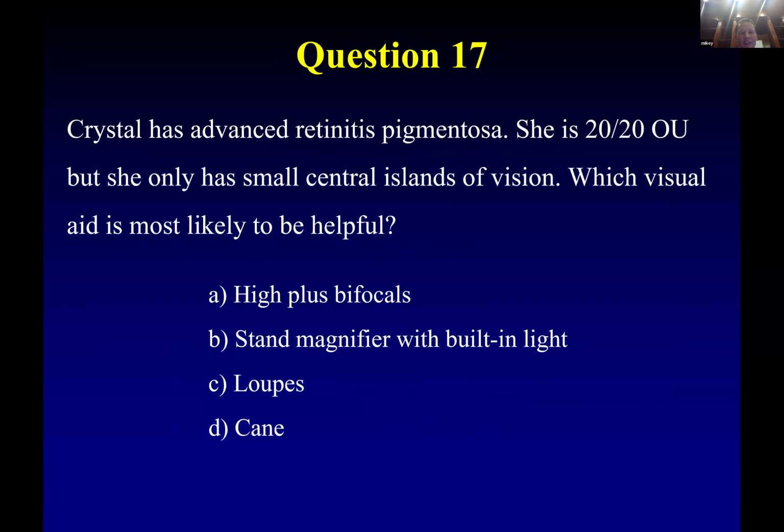All right, question 17. Crystal has advanced retinitis pigmentosa. She's 20/20, but she only has a small central island of vision. Which visual aid is most likely to be helpful for her?